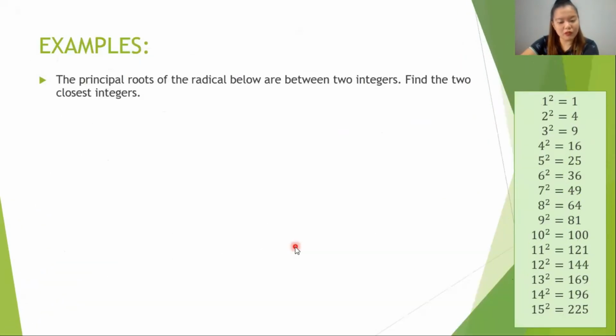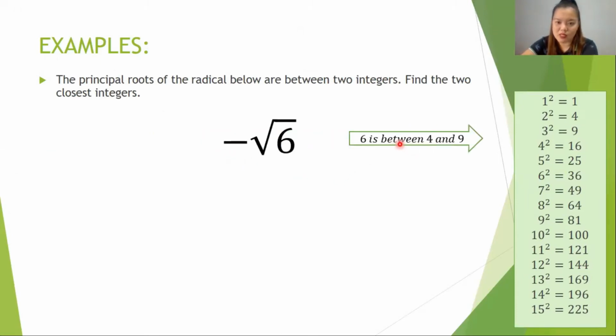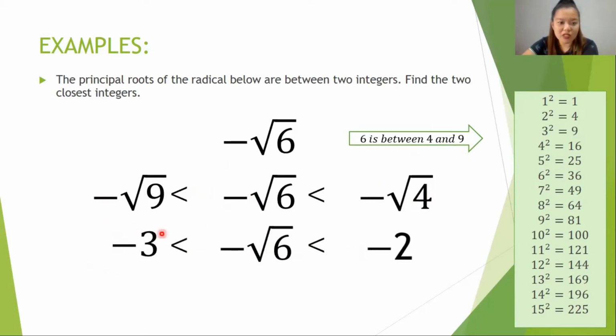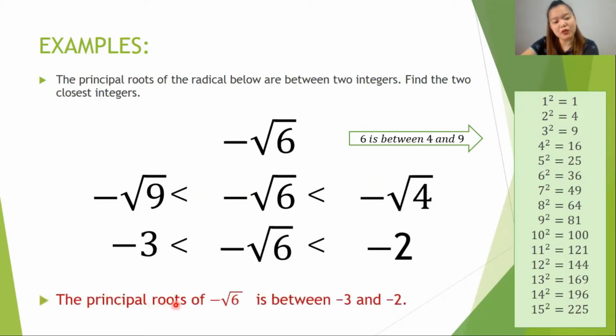So let's have, for example, what if it is a negative square root of 6? Since negative, and we know that 6 is between 4 and 9, then negative square root of 6 is greater than negative square root of 9. Yung 9 na yung nandito kasi negative na. Yung 4 naman dito kasi positive na. And we know that negative square root of 6 is greater than negative 3 and lesser than negative 2. Negative 3 is lesser than negative 2. Therefore, the principal root of negative square root of 6 is between negative 3 and negative 2.